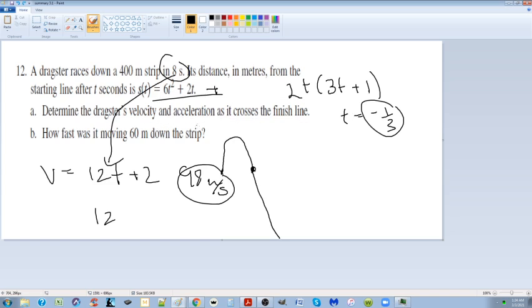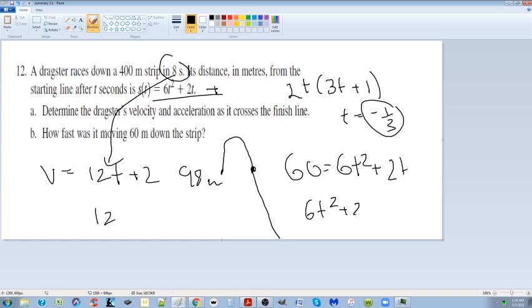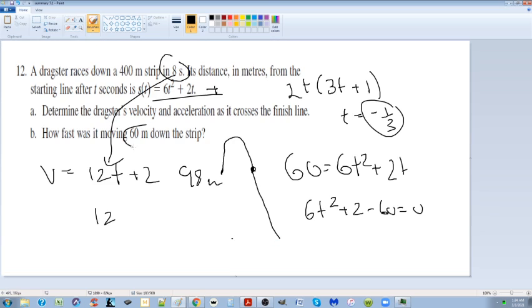Good. How fast was it moving at 60? Well, we have to find out the time for 60. So you set 60 equal to 6t squared plus 2t. You get 6t squared plus 2t minus 60 is equal to 0. And this is the distance, because they only gave us the distance that it was moving down the strip. Take a 6 out of it all. Oh, don't take a 6 out of it all. Take a 2 out of it all.